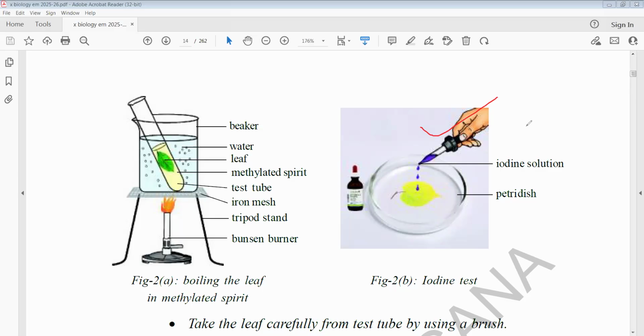Sometimes they may ask a short answer question: what are the apparatus which we use in the starch test? You can take a beaker, water, leaf, methylated spirit, test tube, iron stand, tripod stand, Bunsen burner, whereas iodine indicator and petri dish. So these are the apparatus we need to conduct the starch test.